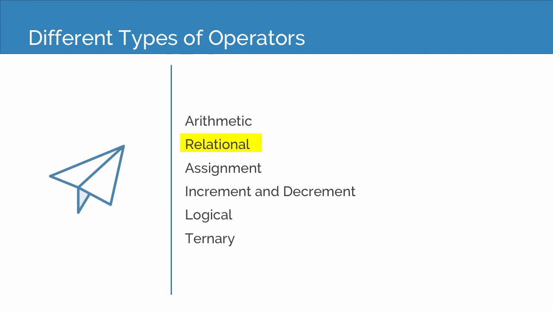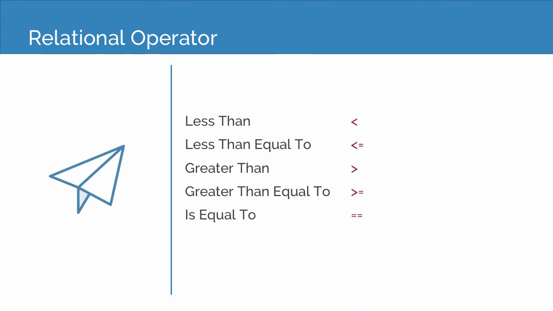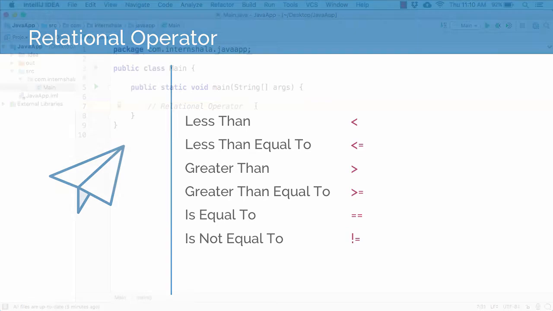Let us now proceed and check out the relational operators in Java. First of all, what are the various types of relational operators? The very first one is the less than operator. And then we have less than or equal to, greater than, greater than or equal to, is equal to, and at last we have the is not equal to operator. All these operators can be called comparison operators that help you compare two numbers, two variables or some data. So how to use all these operators, let's check it out.